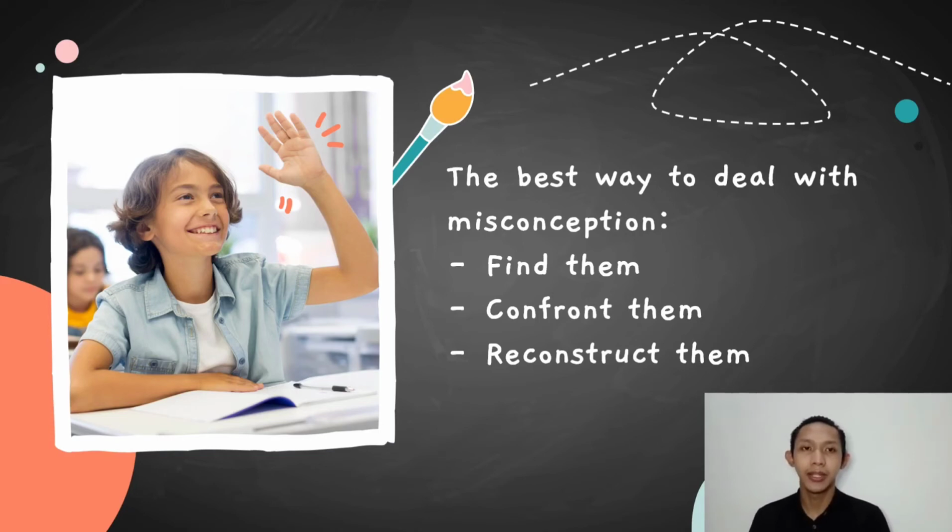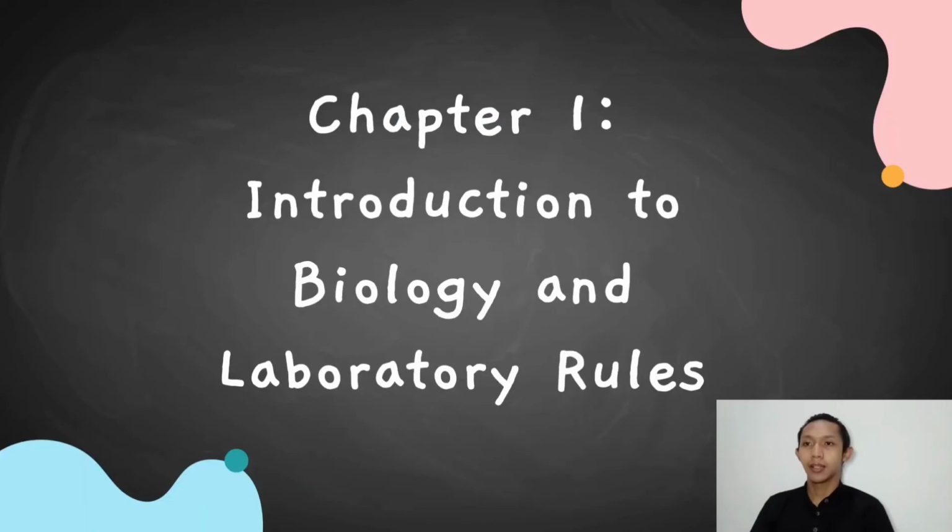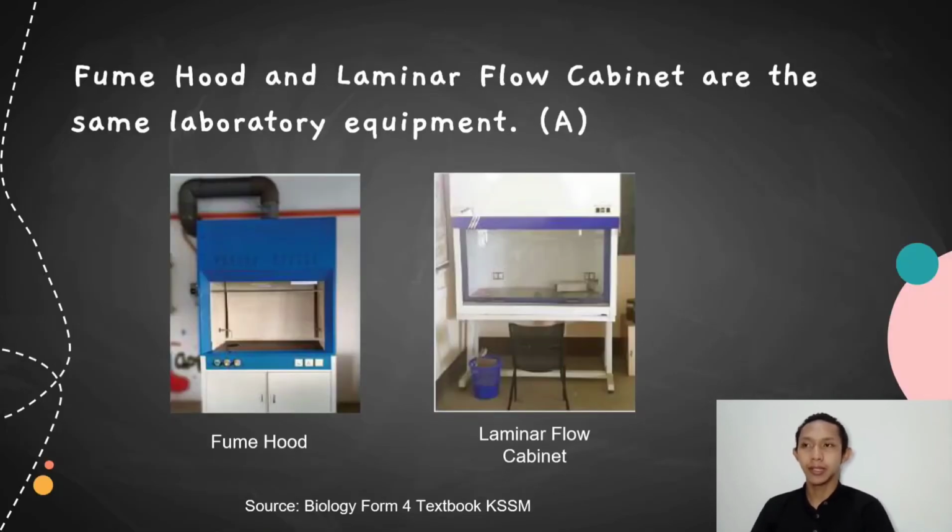Next, I will be explaining about one misconception in every chapter in Biology KSSM Form 4. There are 15 chapters in Biology KSSM Form 4. Next, I will proceed to chapter 1, which is Introduction to Biology and Laboratory Rules. So, the misconception in this chapter is fume hood and laminar flow cabinet are the same laboratory equipment.